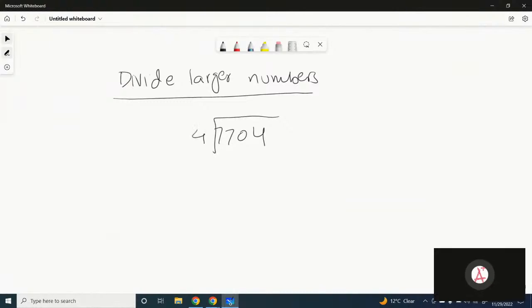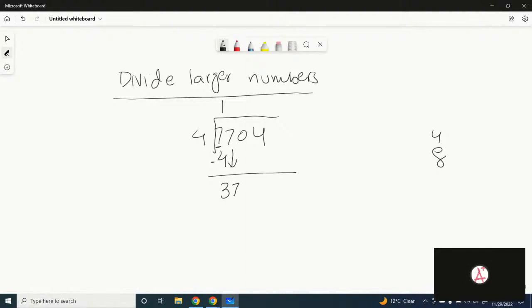Okay, just listen to me carefully. Let's start with the first digit. 7 is greater than 4. Got it? We can divide them. 4 times 1 is 4. 4 times 2 is 8. We cannot go for 4 times 2. Got it? Because 8 is greater than 7, isn't it? So we can go for 4 times 1. 4 times 1 is 4. Just subtract them. 7 subtract 4 is 3. We cannot divide 3 by 4 because 3 is smaller than 4.